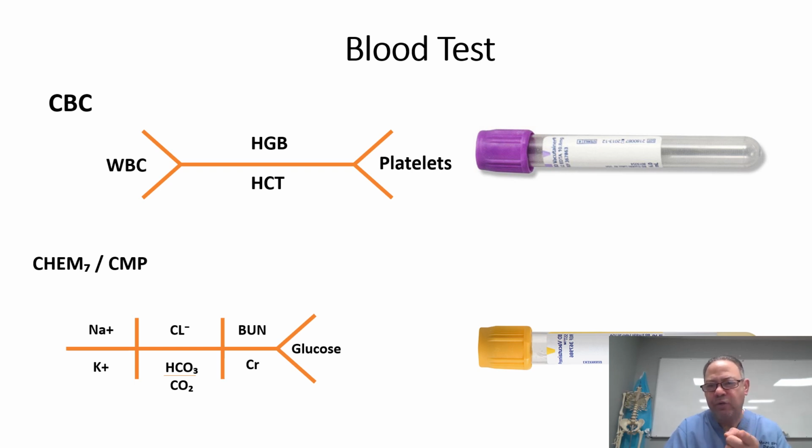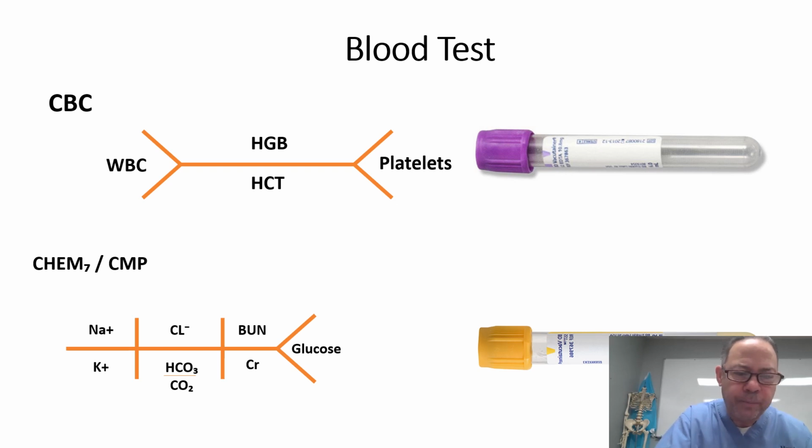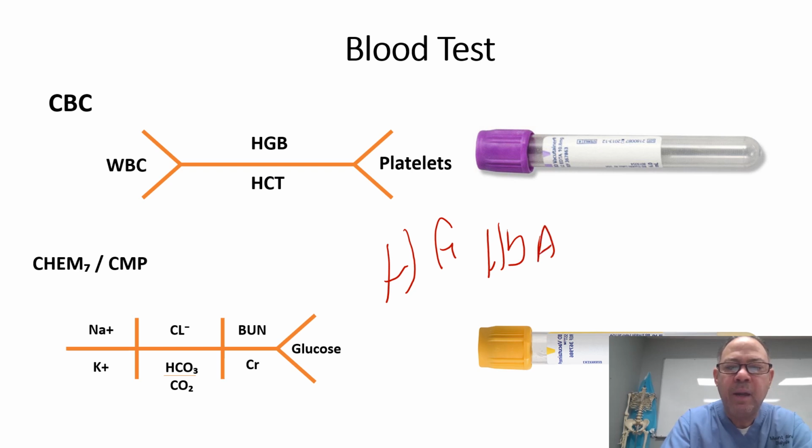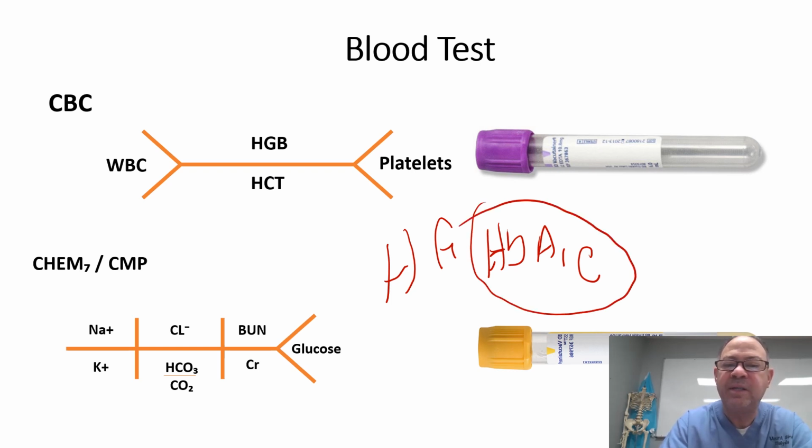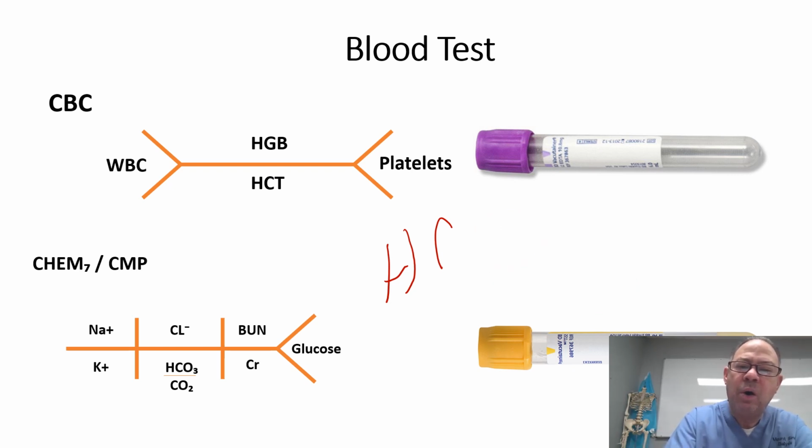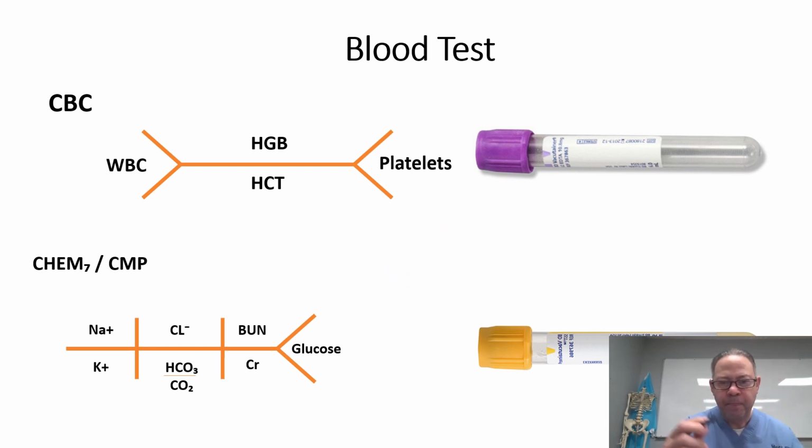Now, if you see here this lavender top tube, not only do we use it for a complete blood count, but we also use it for another test when we're talking about diabetes. It's called hemoglobin A1c. Okay, hemoglobin A1c. This is one of the tests that we also do. That test is going to tell me exactly how your glucose levels have been for the past 120 days around.